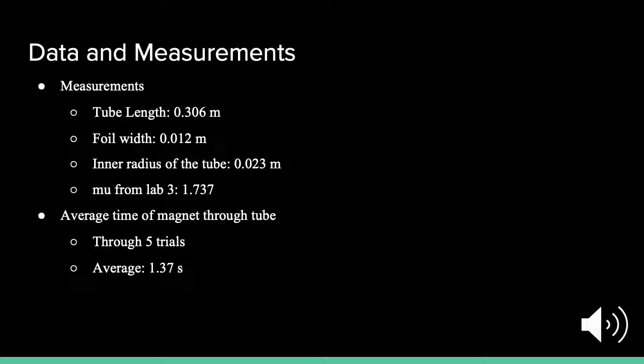So, the data and measurements. The tube length was 0.306 meters. The foil width was 0.012 meters. The inner radius of the tube was 0.023 meters, and mu from Lab 3 was 1.737, which we will use in our code. Through 5 trials of dropping the magnet through the tube and looking at the timestamps, the average of these times was 1.37 seconds.